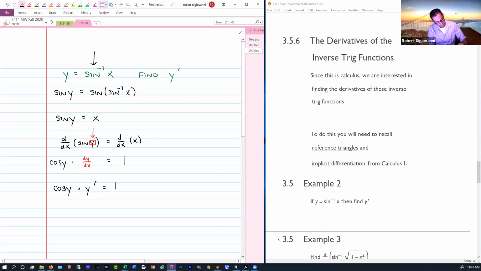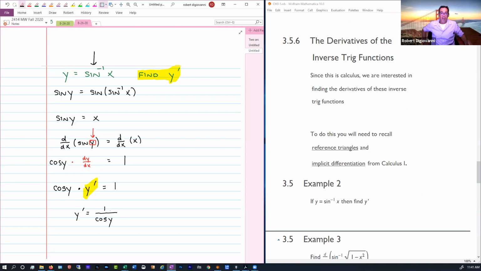Like this. I like the second notation because, what was it we were trying to find? When we look back at the original question, find y prime. Now we actually have y prime somewhere now, don't we? And so all we need to do is isolate the y prime on one side of the equation. So we have y prime is equal to 1 over cosine y. All I'm doing there is dividing both sides by cosine y. Is everyone good up to that point?